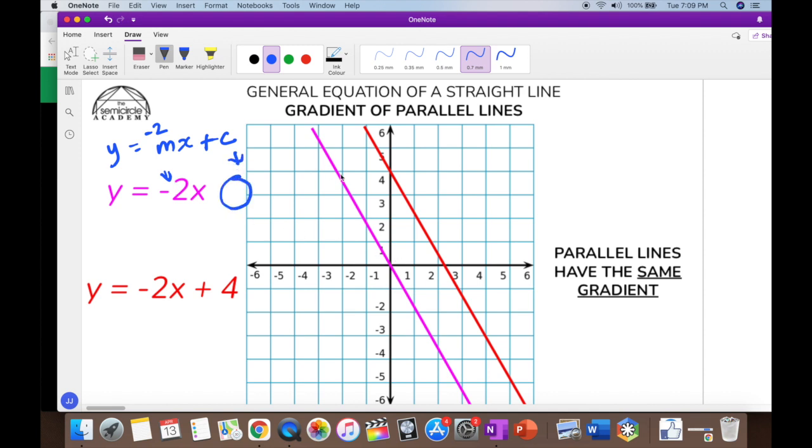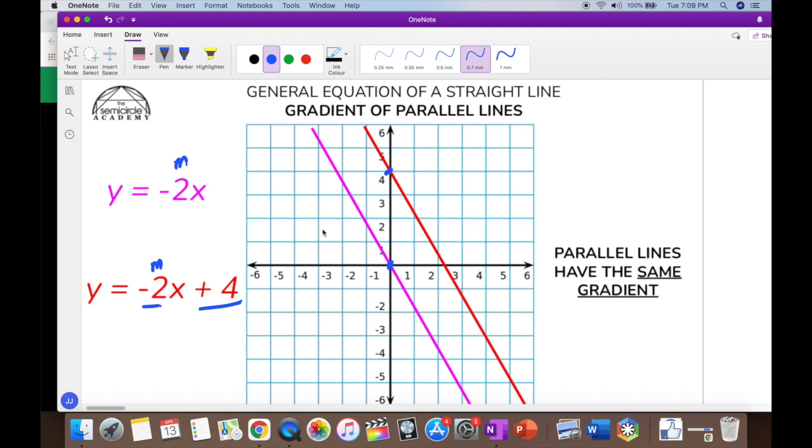And we can see here that the line cuts the y-axis at 0. So you could just look at this line and tell what it will look like. Right? We could see here that m is negative 2 for this line. But the red line is a different line. It's cutting the y-axis at positive 4, but it has the same gradient, negative 2.